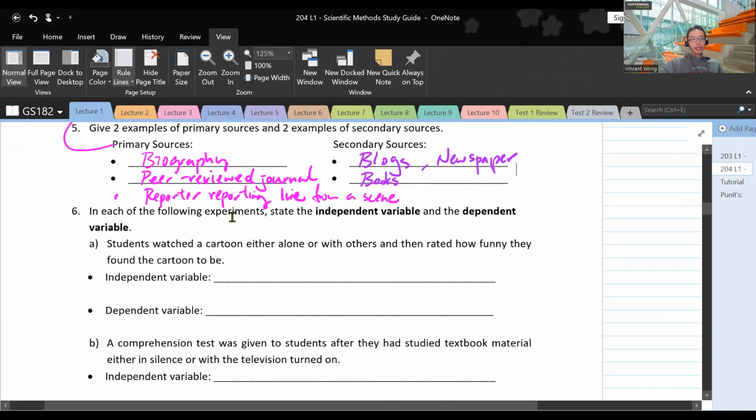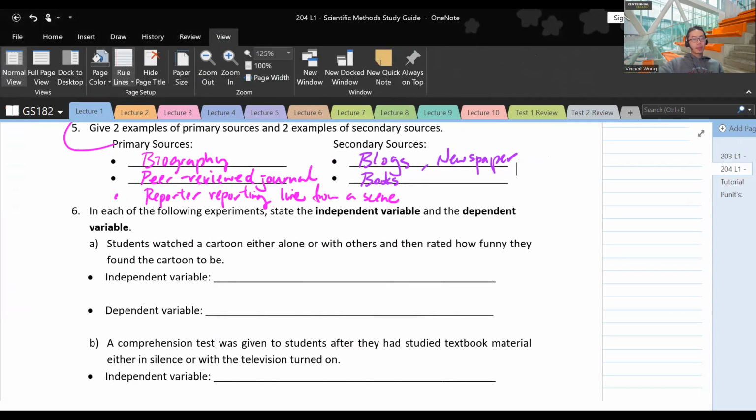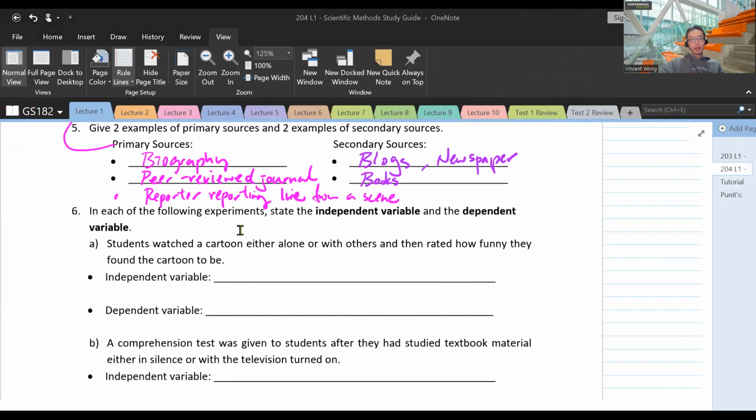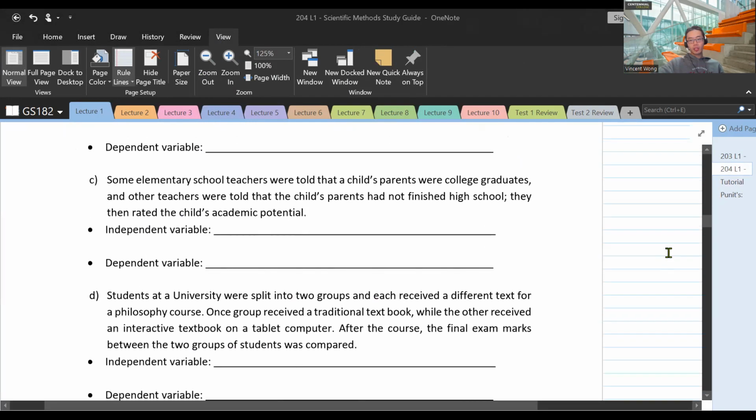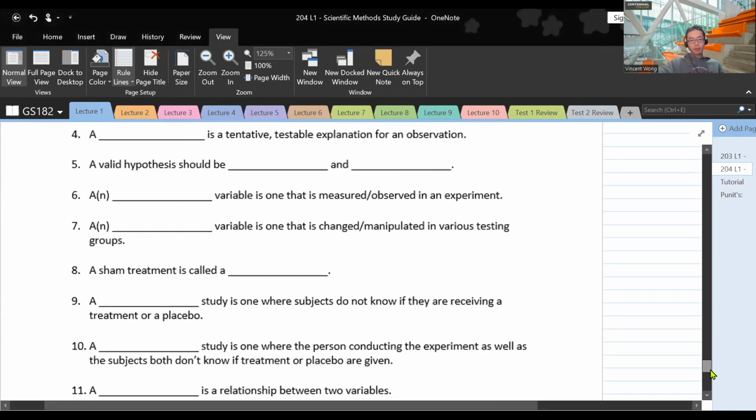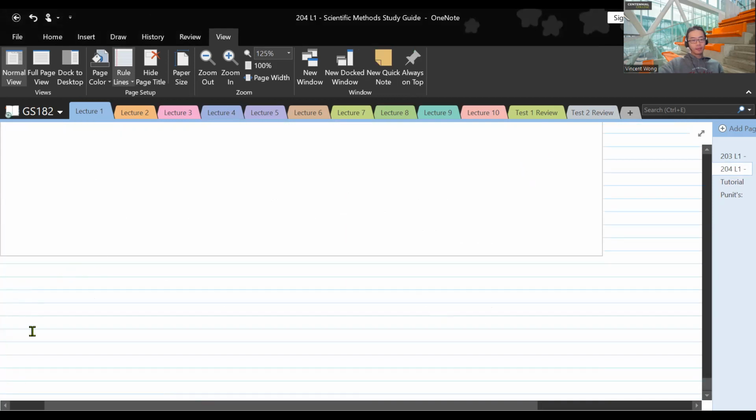Let's go back to our study guide here. I did this already in the lecture recordings, but it's probably worth talking about it again. A lot of people get confused between the independent variable and the dependent variable. So I'm just going to put it at the end of the document, so when I post it online, you'll be able to see it.